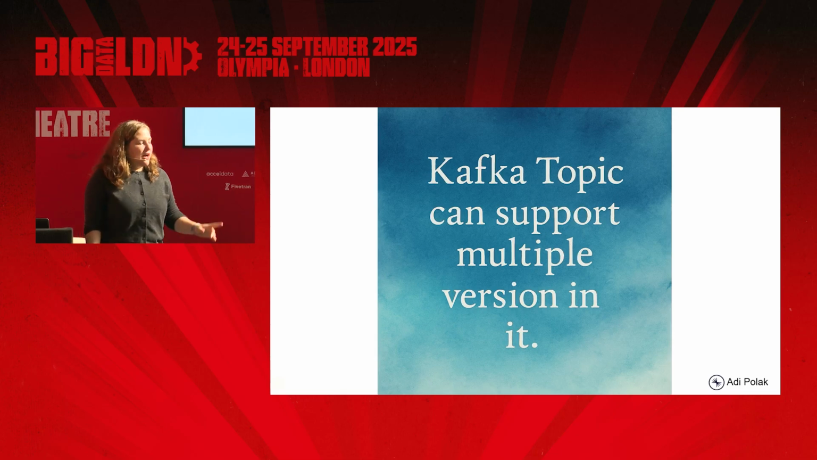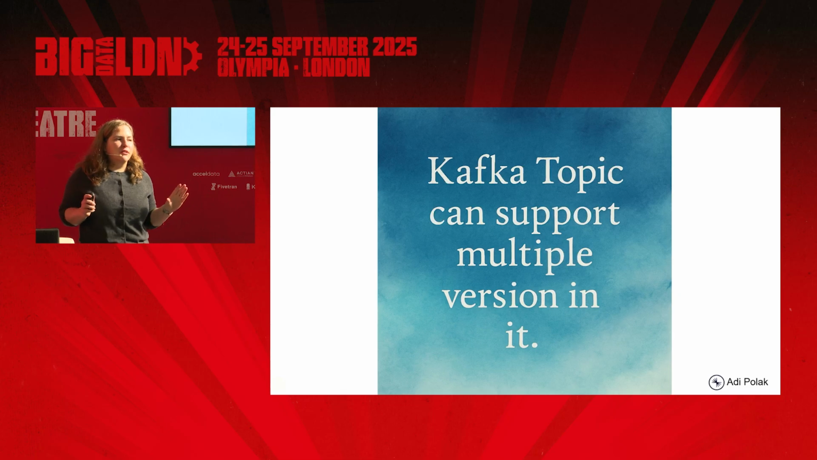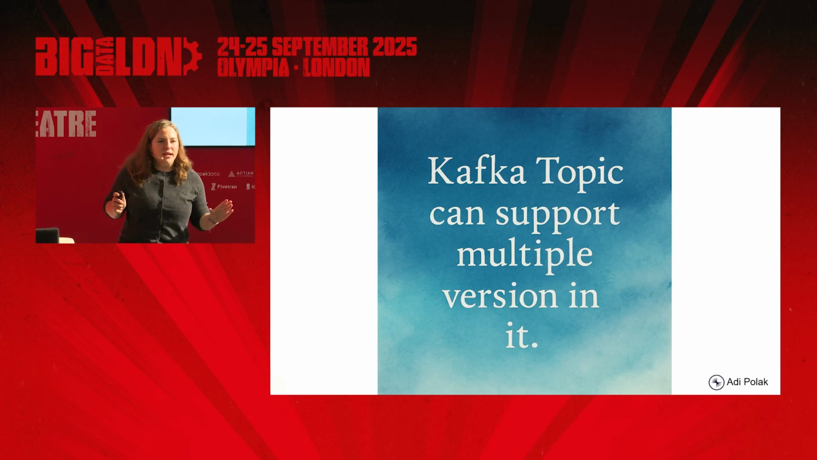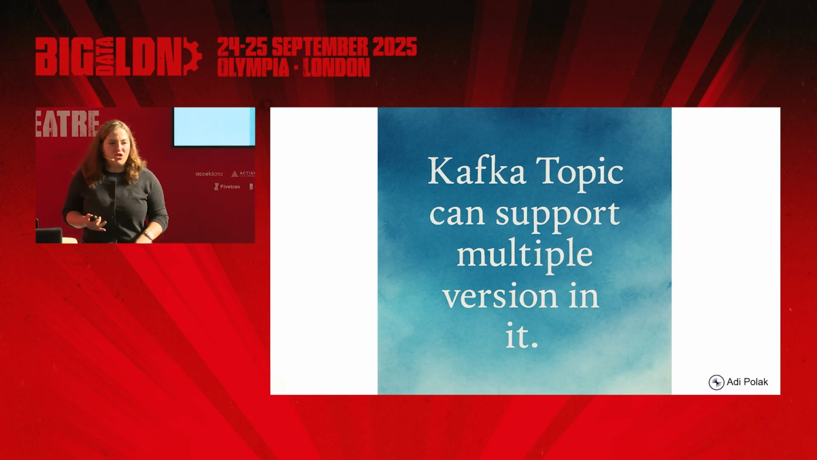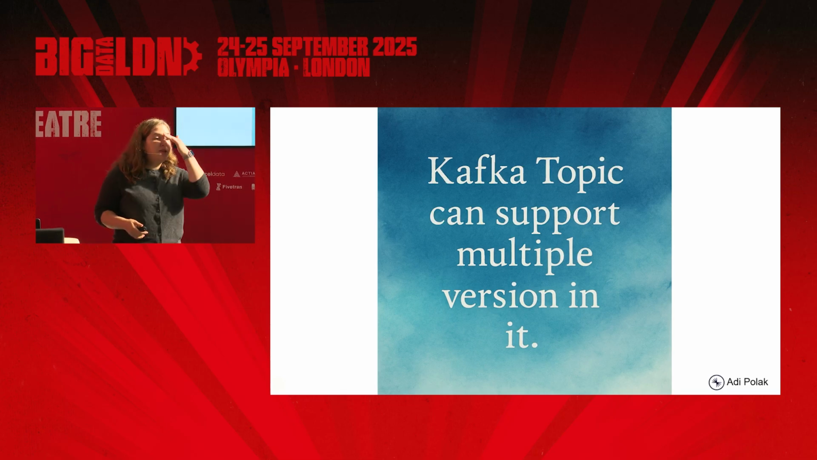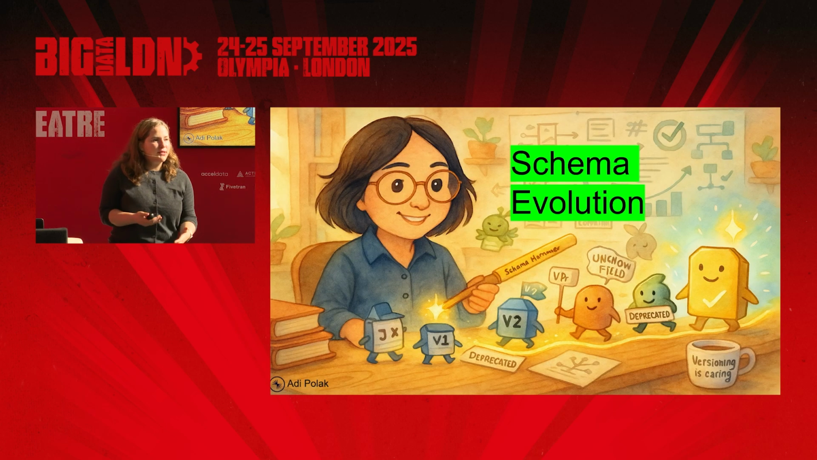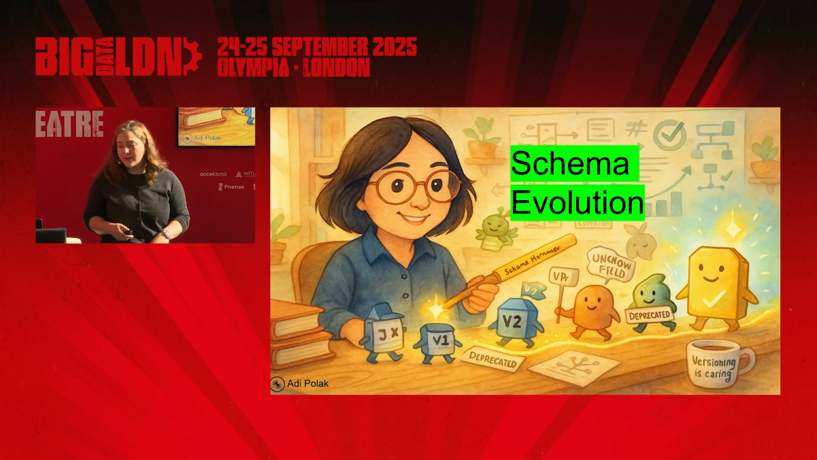Now, the challenge with one Kafka topic is that a Kafka topic is agnostic to the world. It can have anything you want to put in it. It doesn't care about the version, it doesn't care about the schema. Give it whatever you want, it will take it and pass it. You can use the same topic for multiple schemas, for multiple versions, and so on. And this is where schema evolution starts to be a little bit more complicated.